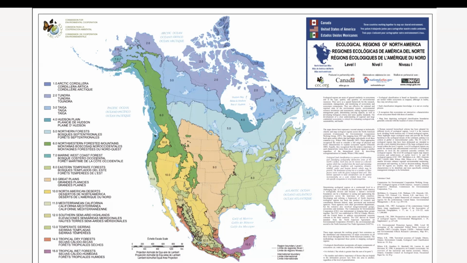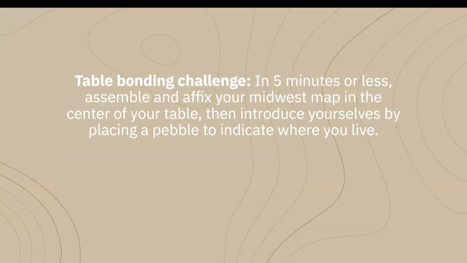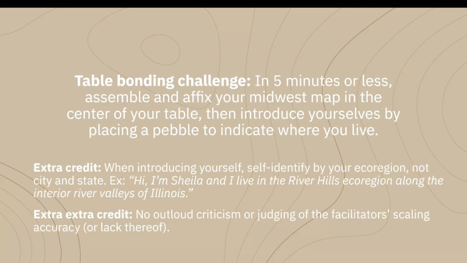So with that, you all have a challenge. You're going to introduce yourselves to your table, and we're going to set a timer pretty quickly because this is a speed challenge. In the middle of your table, in the folders, you will have some parts of an ecoregion map of the Midwest. You will have 5 minutes to put that map together in the center of your table and affix it to the center of your table in the best way that you can. And when I say the best way that you can, the pieces will not fit exactly together.